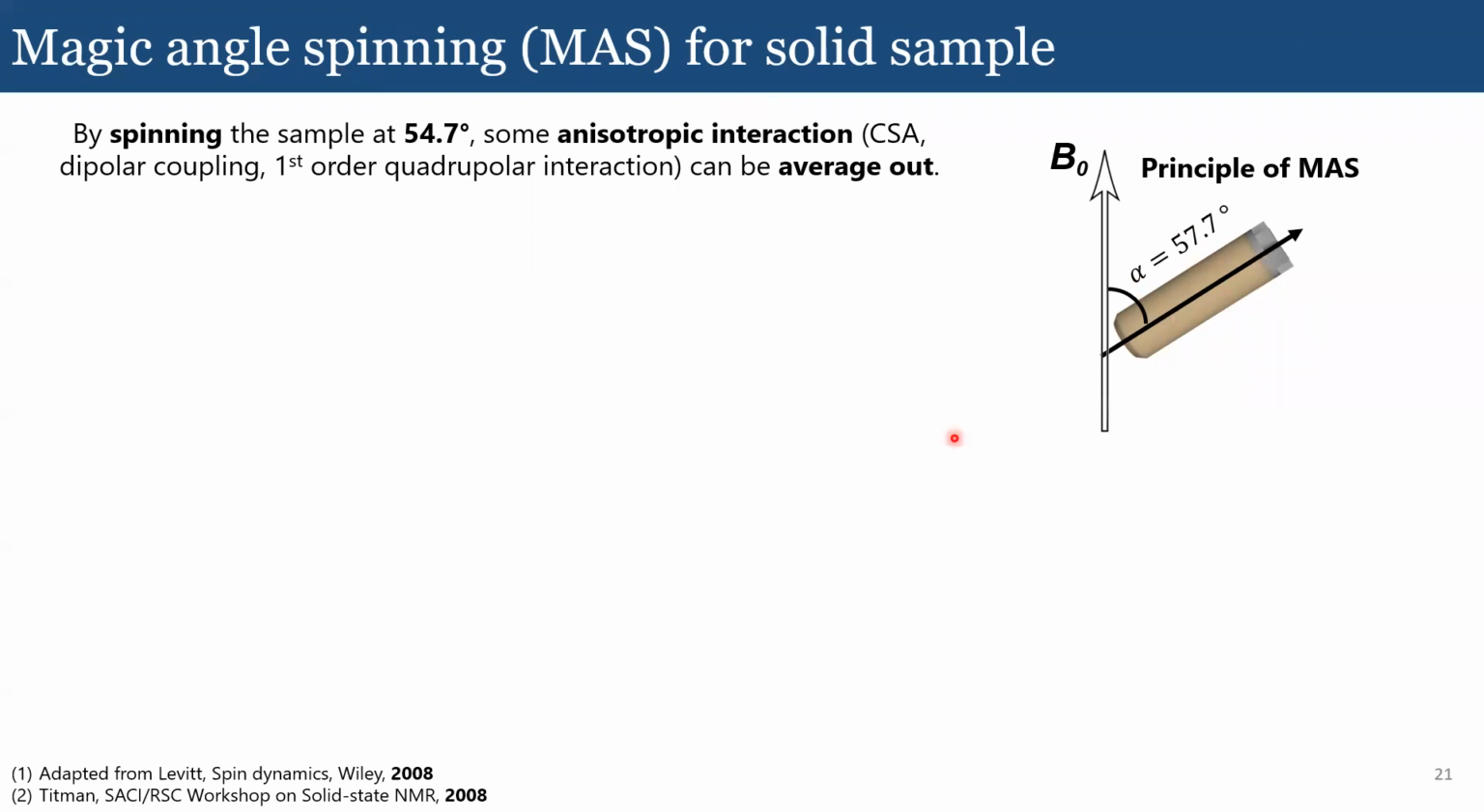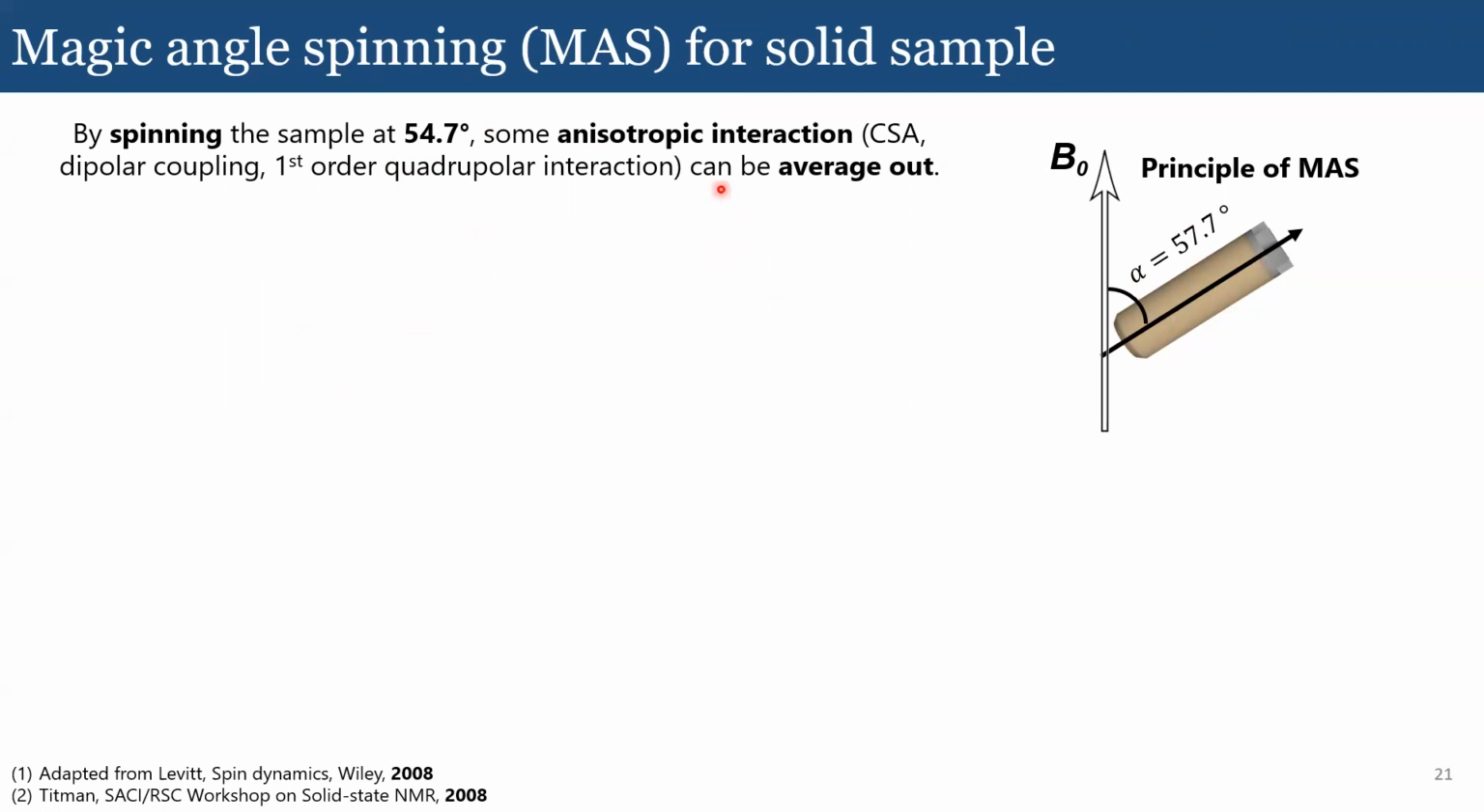So why do we do that? By spinning the sample, both at that angle and at a high frequency, you can start to average some anisotropic interactions. That includes the CSA, the dipolar coupling, and some part of the quadrupolar interaction, but it can also average more than that.